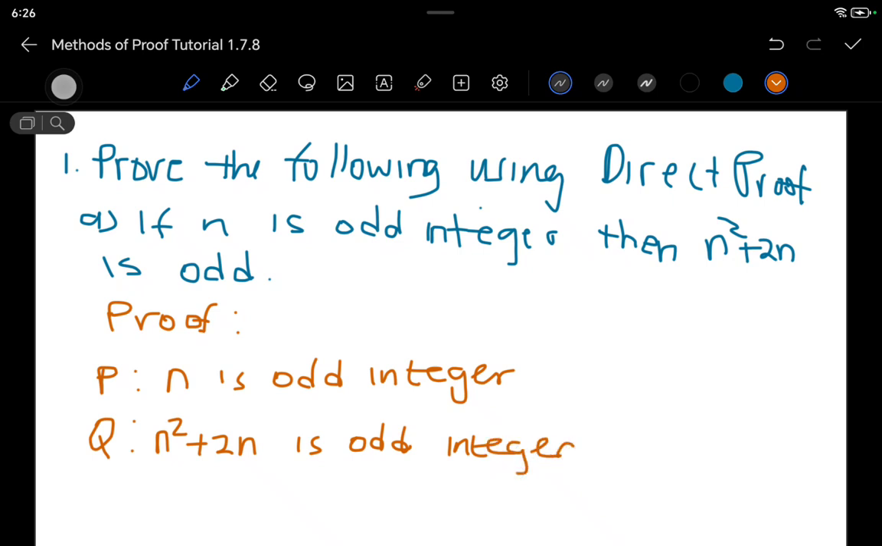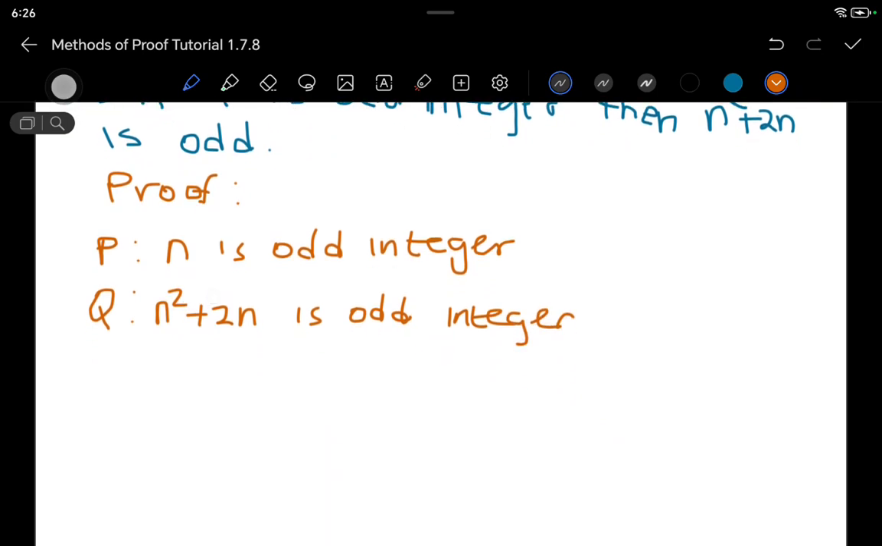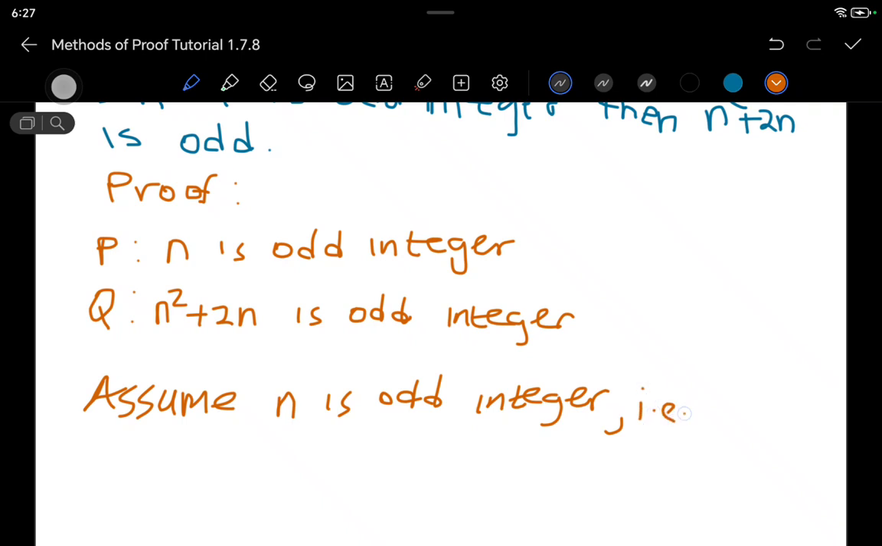Then after writing this, we are going to assume. So now we must assume. We assume the hypothesis. Always you're going to assume P with direct proof, right? Assume n is odd integer. After assuming n is odd integer, we must write what it means when we say n is odd integer. It means that n is also 2k plus 1, for some k element of an integer, saying that k is an integer.